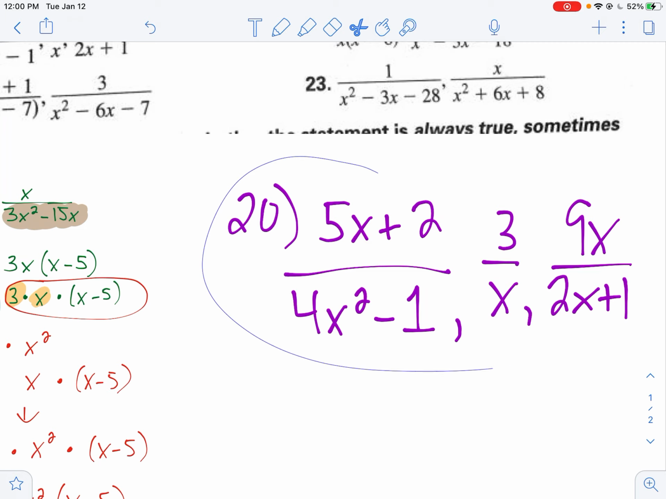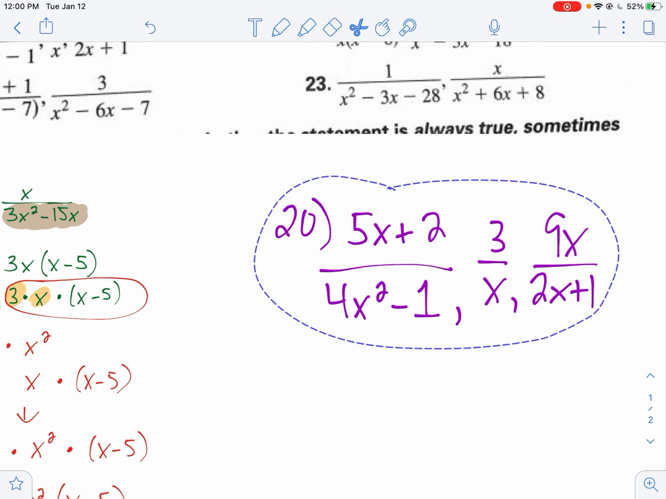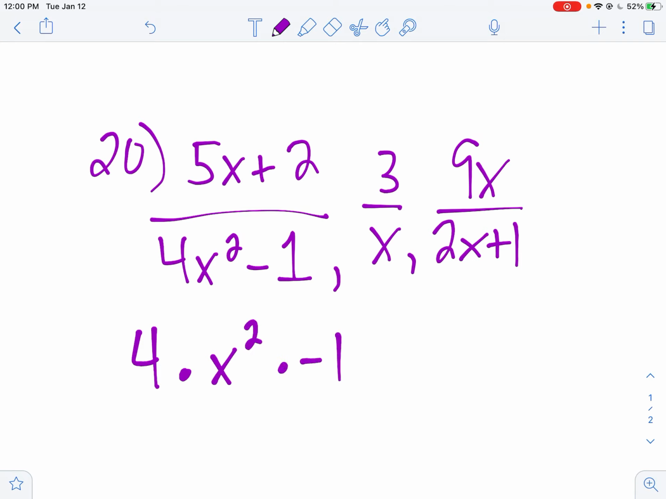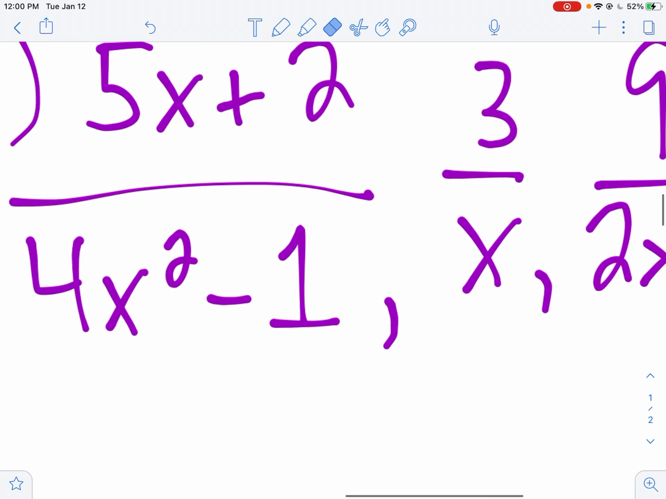I've got to find the LCD between three denominators. What some people were doing initially was trying to break this up into pieces, saying like 4 times x squared times negative 1. But that's not what's going on here. I've got 4x squared subtracting 1. There aren't factors going on here.